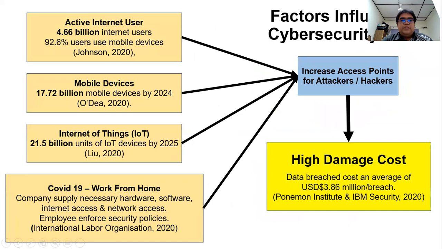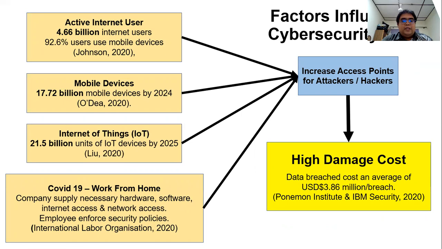Factors influencing cybersecurity mesh. Currently, there are more than 4.66 billion internet users, where 92.6% of users use mobile devices to access the internet. By 2024, there will be more than 17 billion mobile devices being used in the world, while by 2025, there will be 21.5 billion units of IoT devices deployed in the world.